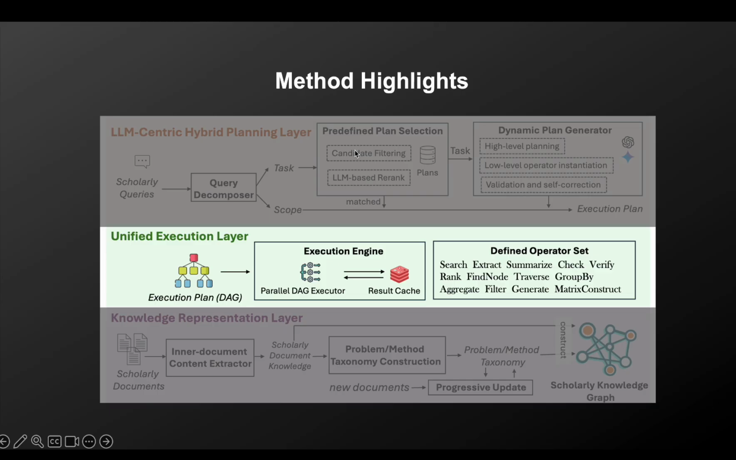The system provides a defined operator set, including operators such as search, extract, summarize. This design is both general and composable. Different scholarly queries can be expressed by combining operators. The engine also supports result caching and intermediate reuse, which improves efficiency across repeated or overlapping queries.